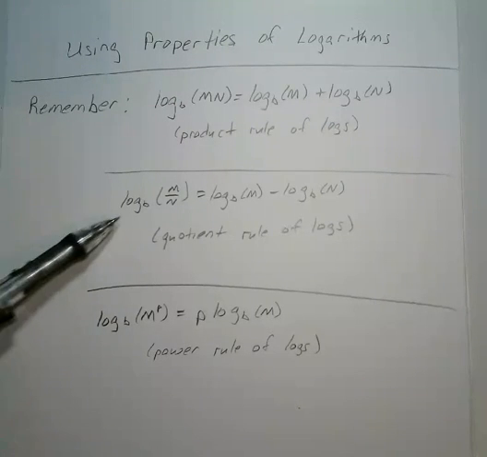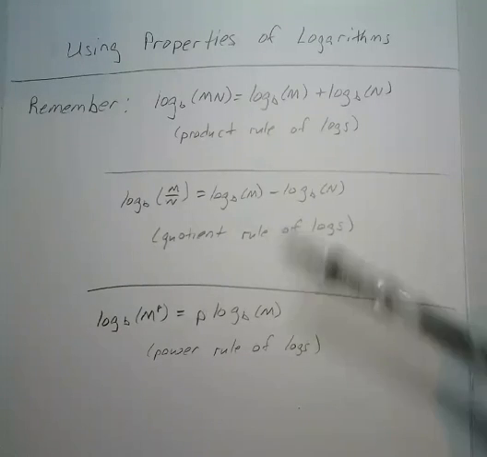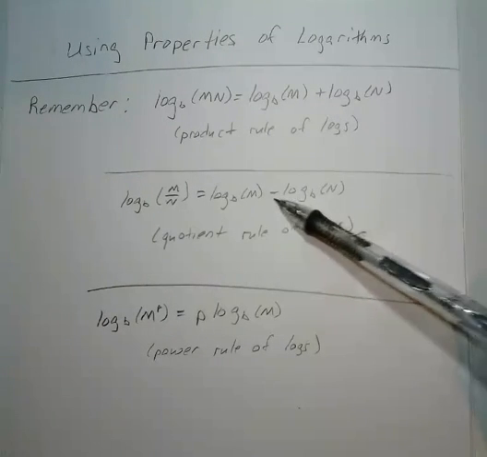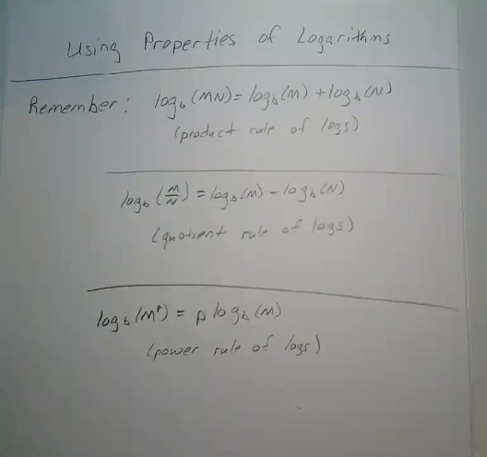Okay, now if you have log base b of m divided by n, that's going to be log base b of m minus log base b of n. So you're just going to subtract when you're dividing. And that's your quotient rule for logarithms.